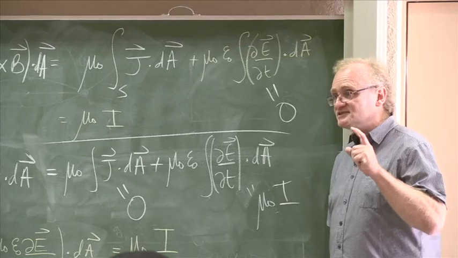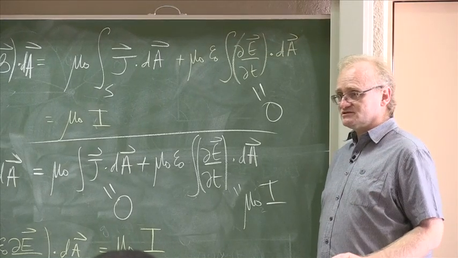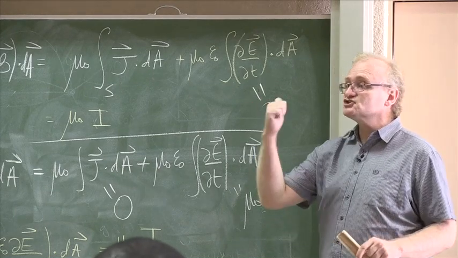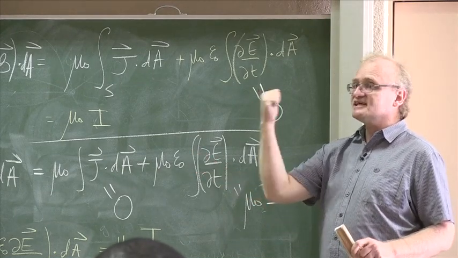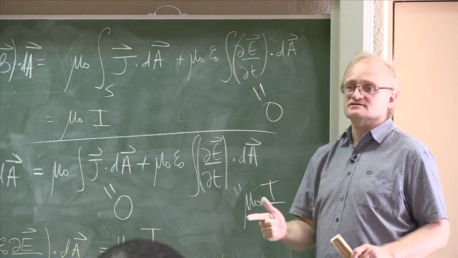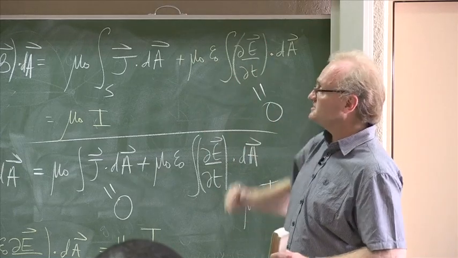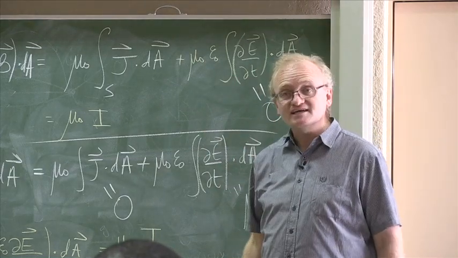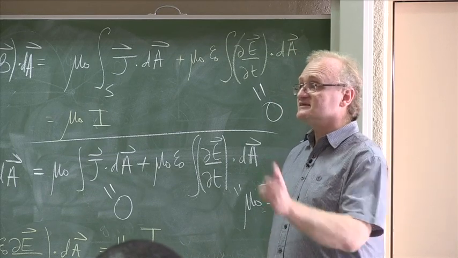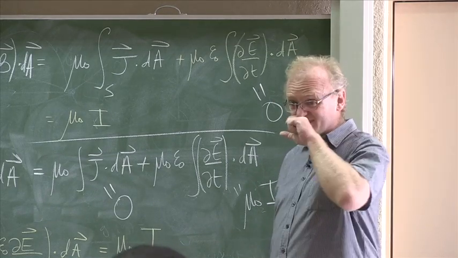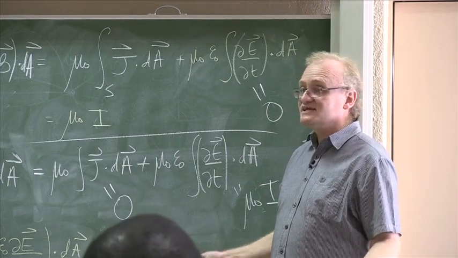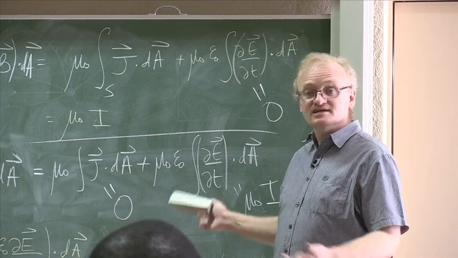What he tried to do is he asked himself the question, what happens if there's no sources? Let's set the charge density to zero, and let's set the current density to zero. So there's no charges and no currents. If we solve those equations, can we still find a solution with non-zero electric field and magnetic field? And his answer to that question was, yes, you can. And the solution that he found was light. Okay? So we're going to do that now.